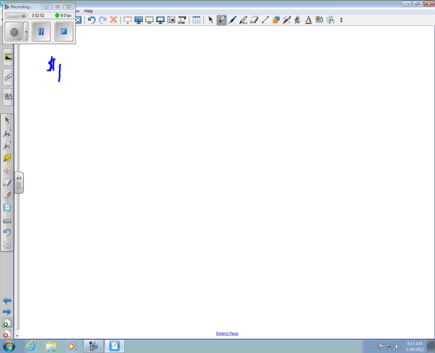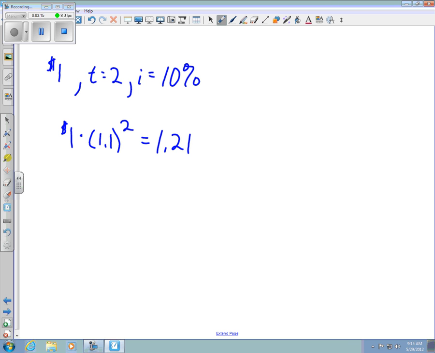Another example might be, okay, what is this $1 going to be worth in, say, 2 years at an interest rate of 10%. That's very much the same idea. You just take the $1 times 1.1, that's 1 plus the interest rate, taken to the second power, that equals 1.21, or $1.21.